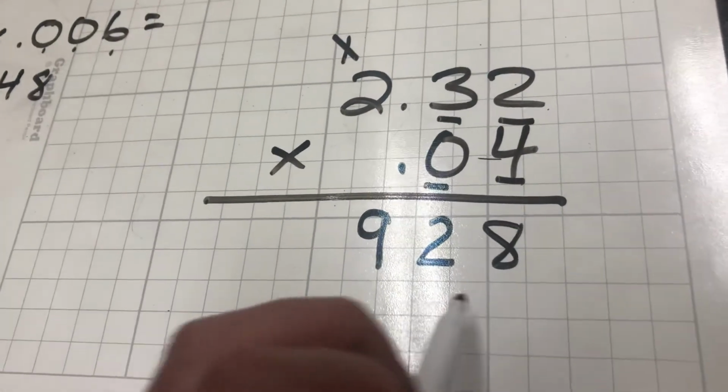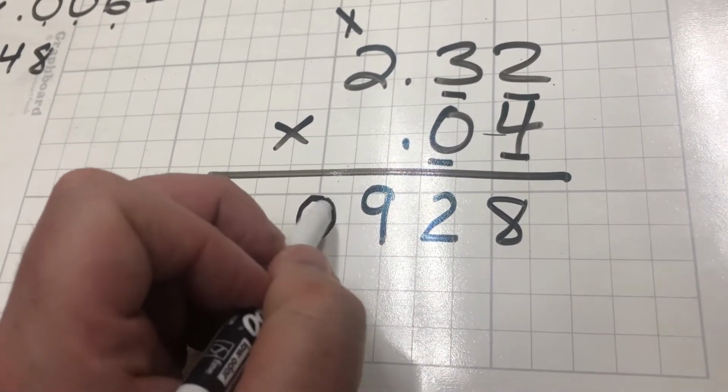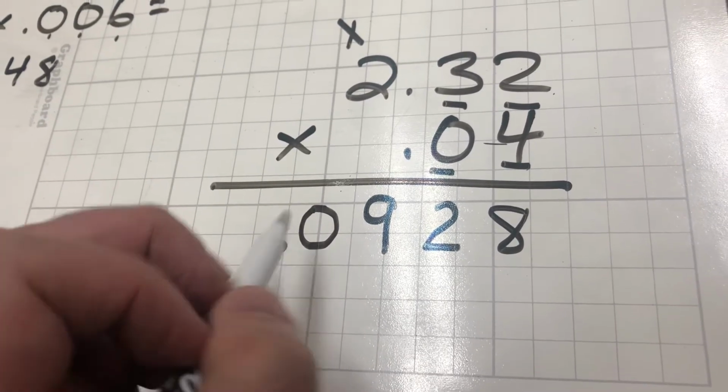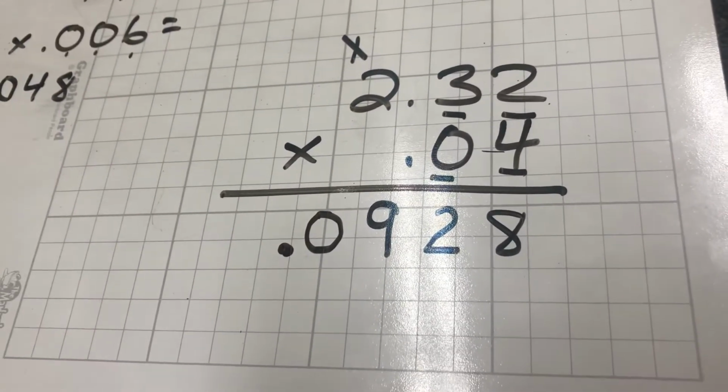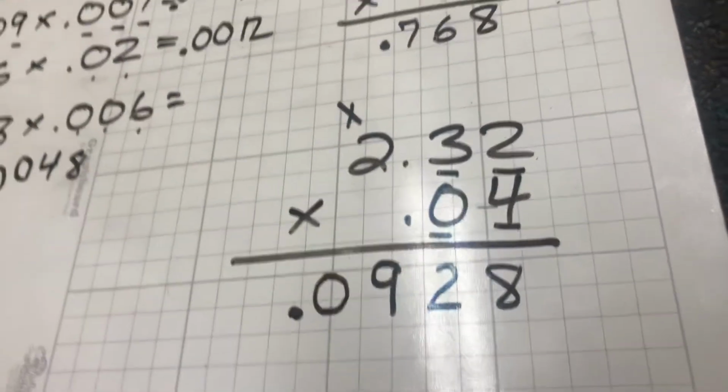Okay, so I'm going to need 1, 2, 3, 4 digits that come after a decimal in my product. And I end up with 928 ten thousandths. Sometimes you're going to have to add an extra 0 in there. All right, we have a couple more to look at.